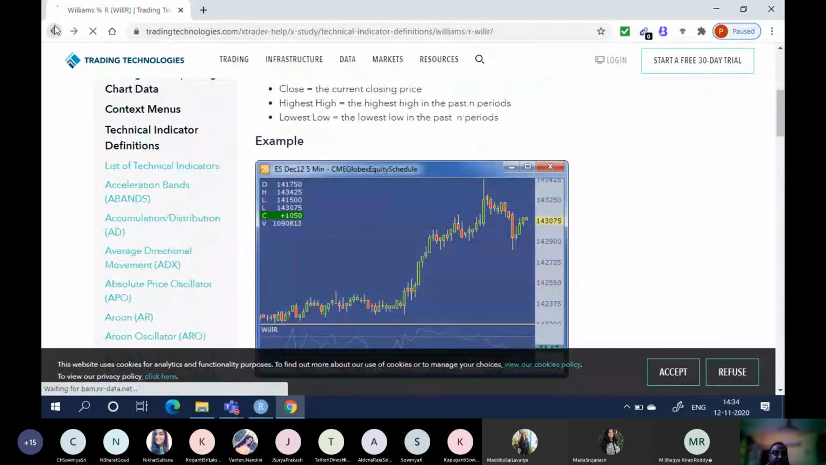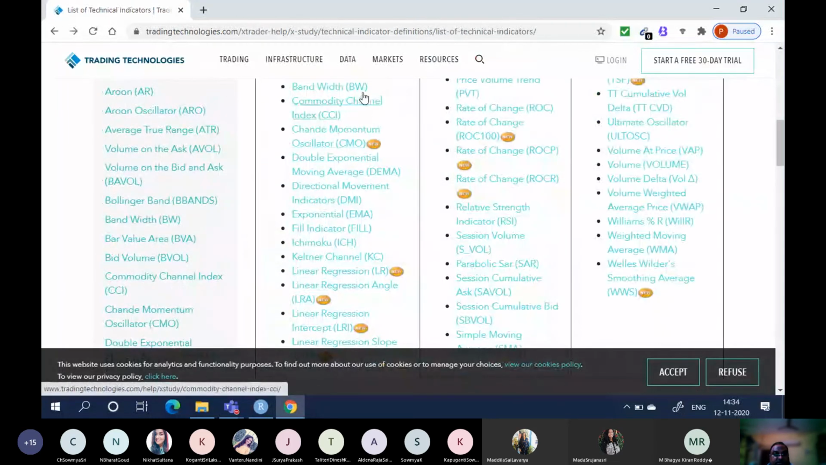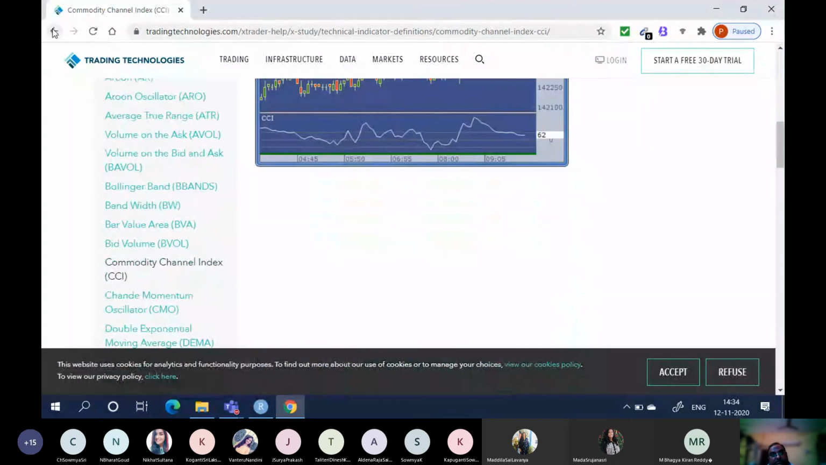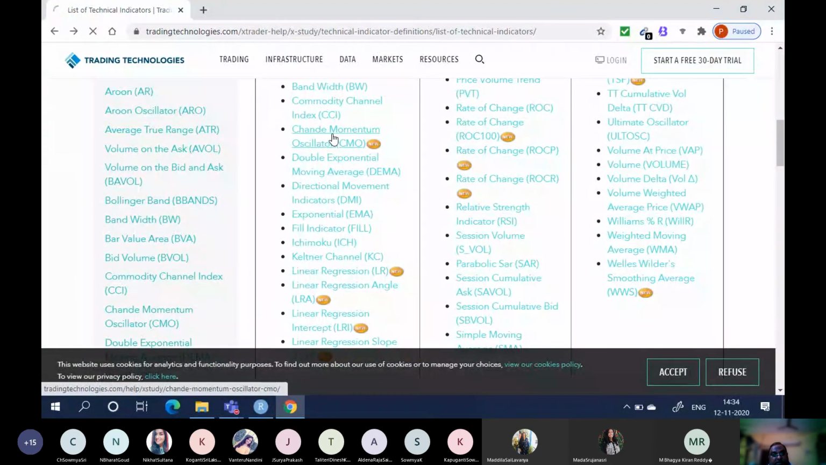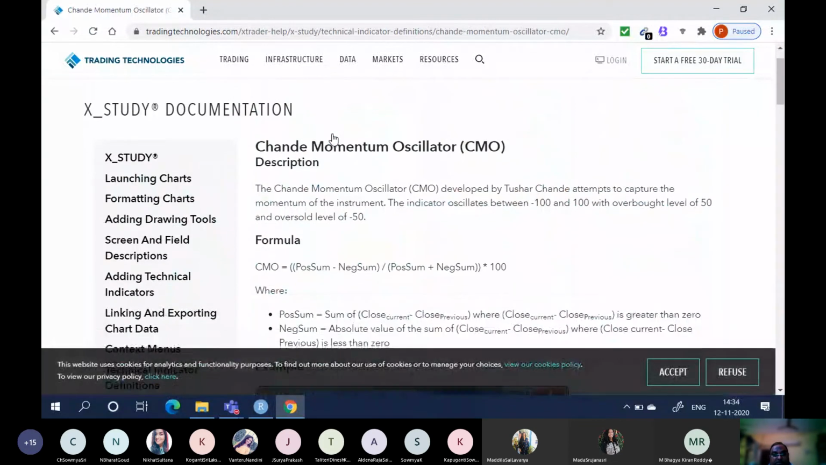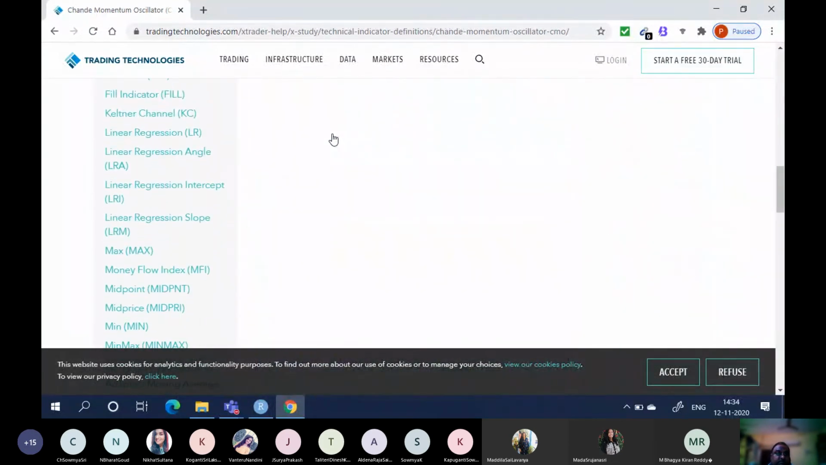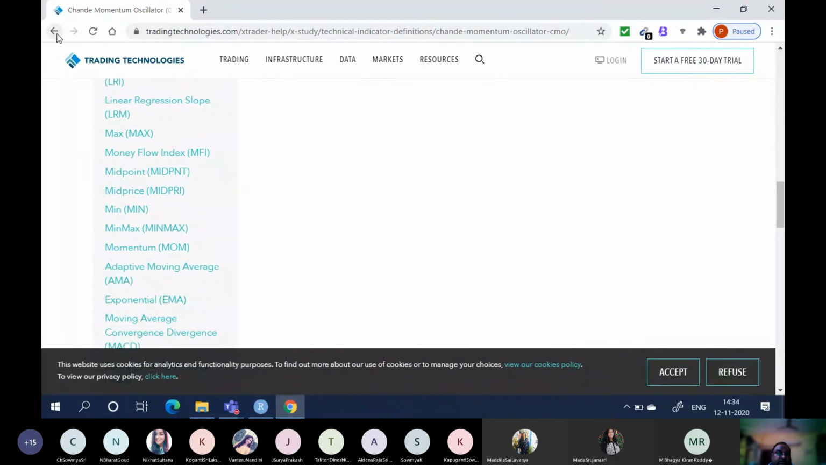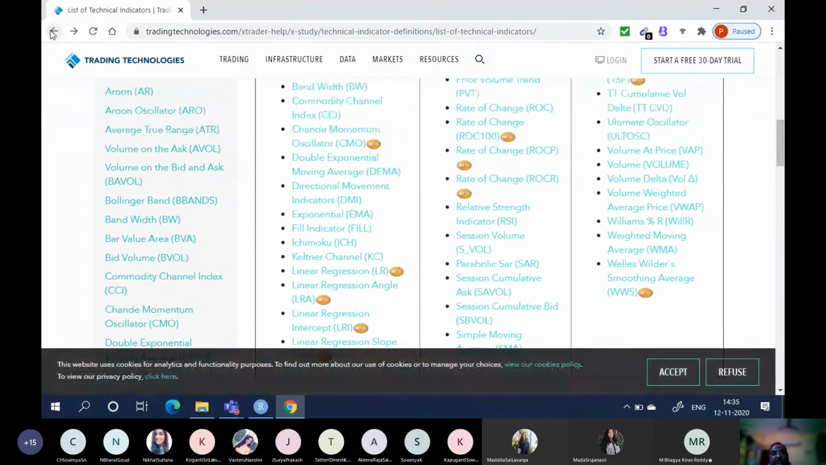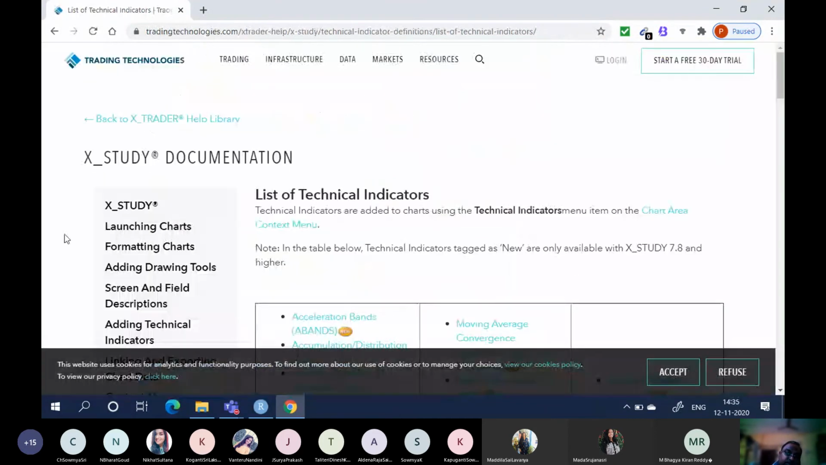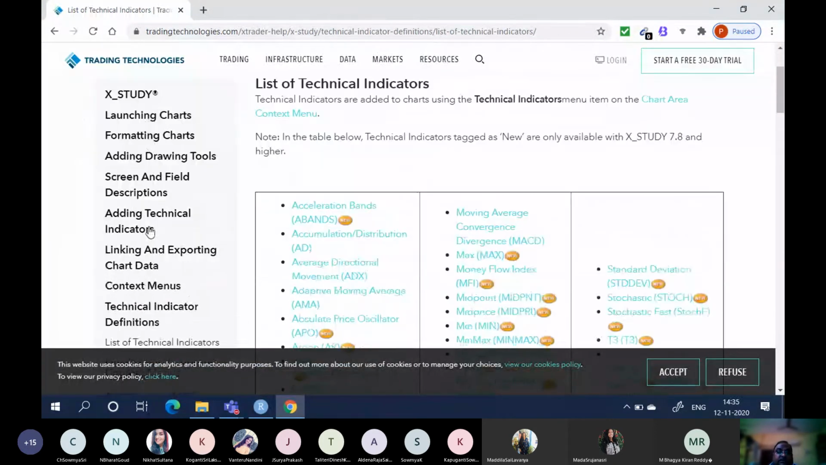Then the commodity channel index is also interesting, but we don't see it much in India. We have Chande's momentum oscillator, CMO. There are many of these oscillators and indicators. The majority of them that I have discussed are very important for our market, keeping the Indian market in mind.